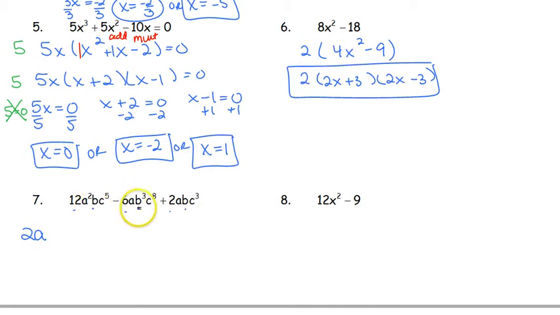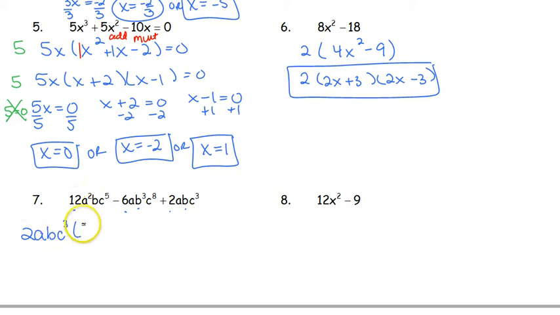1 B, 3 B's, 1 B. Same reason, I can only pull out 1 B. 5 C's, 8 C's, 3 C's. The most I can pull out is 3. If I try pulling out more than 3, my last piece is going to have a problem. So I pull out the lowest number out of all 3 pieces.